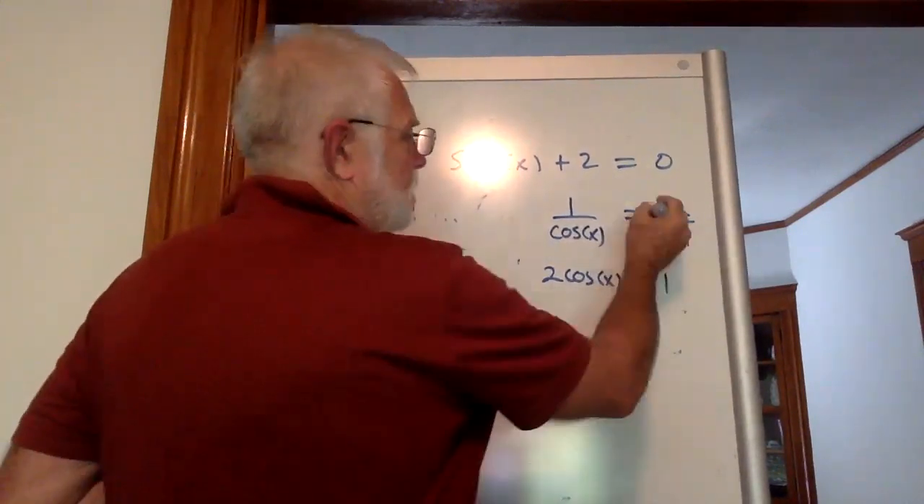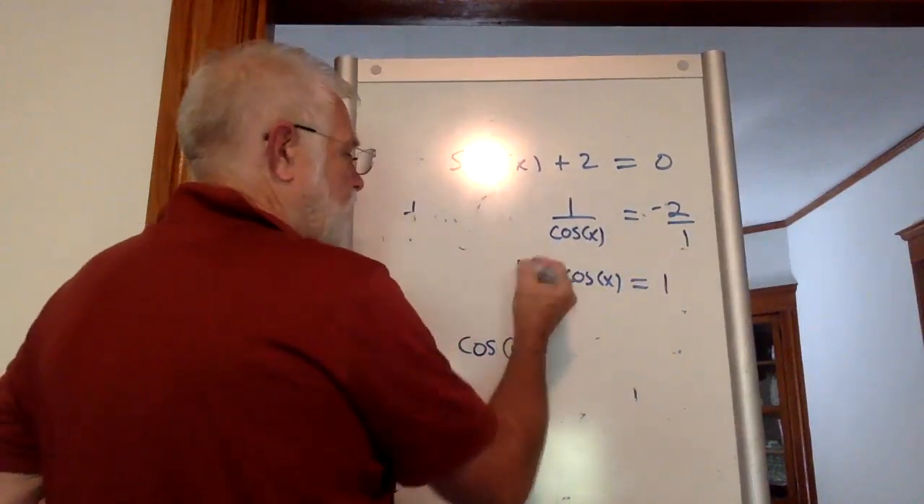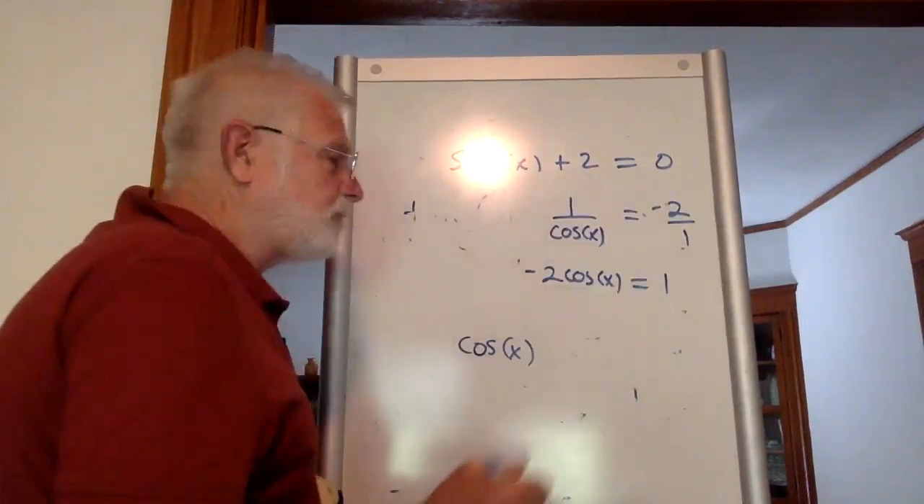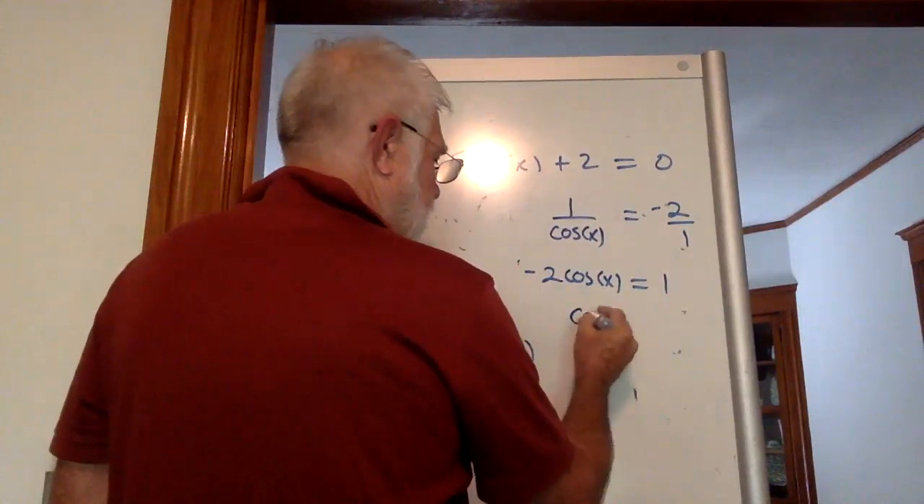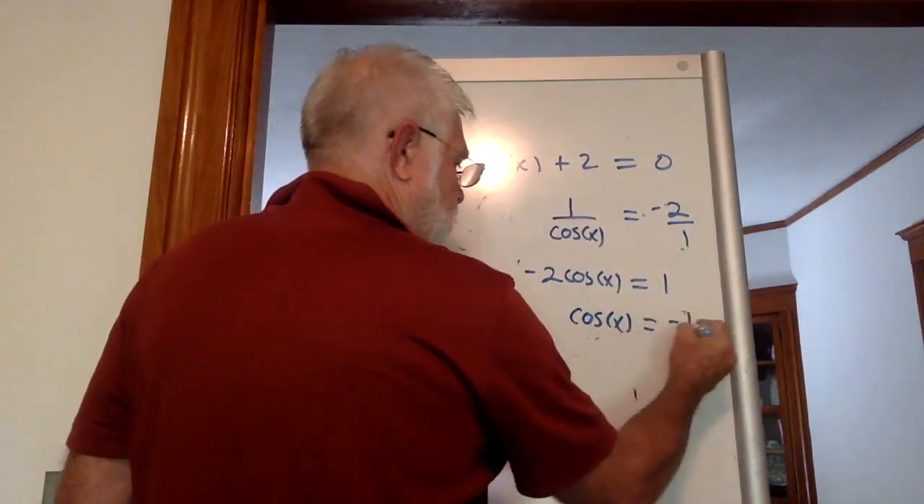Oh, I made a mistake here. So that's negative, right? So -2. Forgot to put the negative in. I told you, multitasking here. So cosine x equals -1/2.